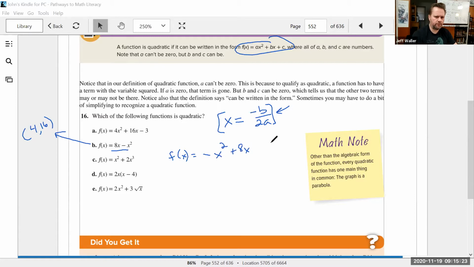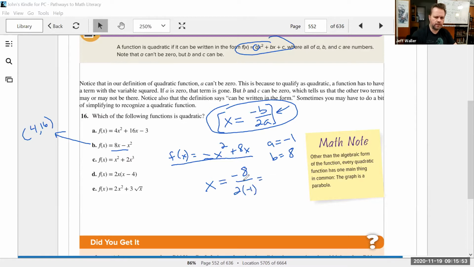Can somebody please tell me what a is for this function here? What's the value of a? Negative 1. I love it because it's the number that's in front of x squared. So it's negative 1. What's b? 8. So then let's use this little shortcut to find the x part of the vertex. It would be negative b, which is 8, over twice a, which is negative 1. Negative 8 divided by negative 2 is 4. That matches up with what we found, right?